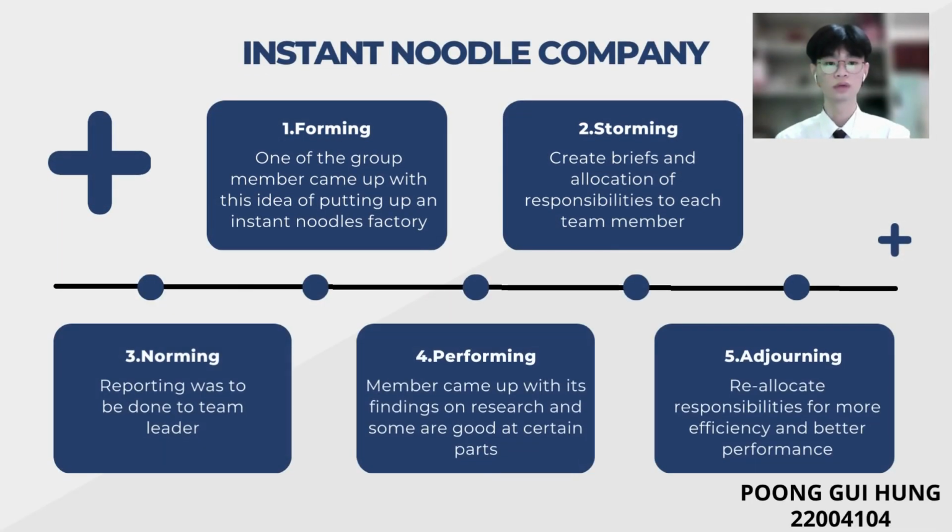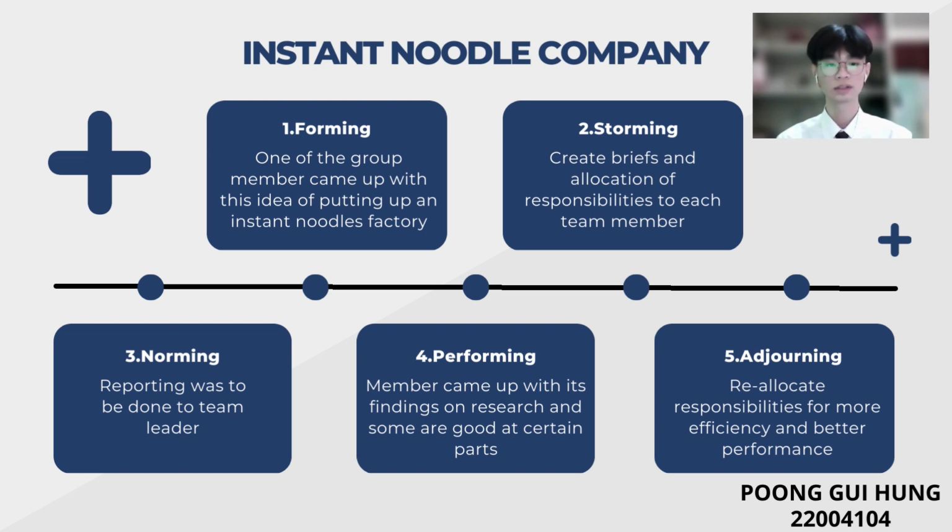So I will refer to a group formed during my matriculation days in order to finish our business project regarding a feasibility study of thinking of a new product to be sold at the market by a newly formed company. Our group decided on instant noodles as our company's product. The first stage mirrored the group development stage of forming. One of the group members came up with this idea of putting up an instant noodles factory, and he handpicked a few of the group members for research and preparing a feasibility study report.